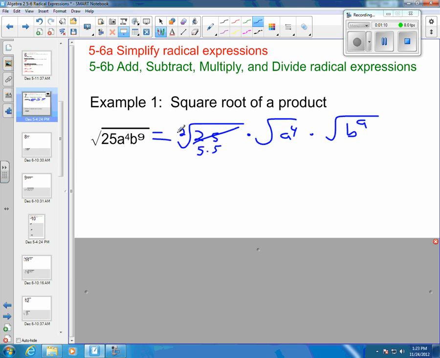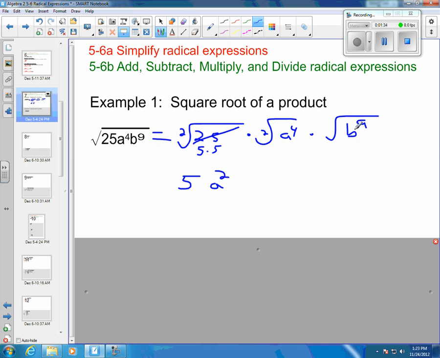So there are 2 of them. We want 2 of them. So 2 on the inside becomes 1 on the outside of the radical, so this becomes a 5. And you know that square root of 25 is 5. Continuing on, again, this is an assumed 2 here, so we want groups of 2. How many groups of 2 are there in 4? Well, that's 2. So this becomes an a squared on the outside.